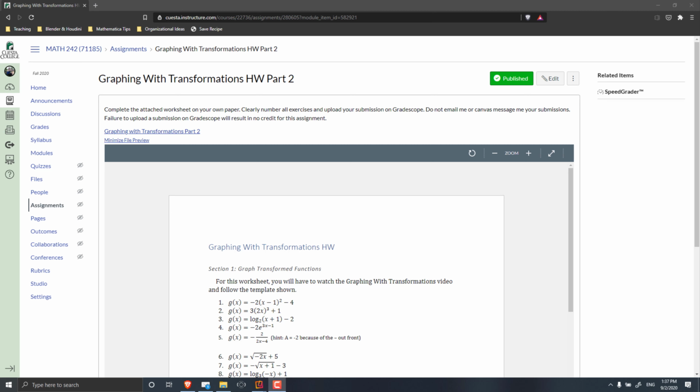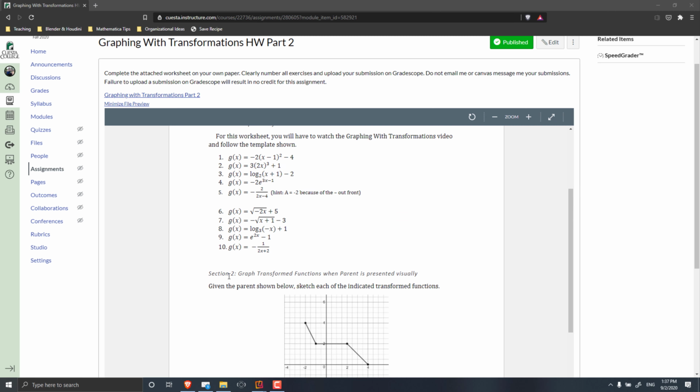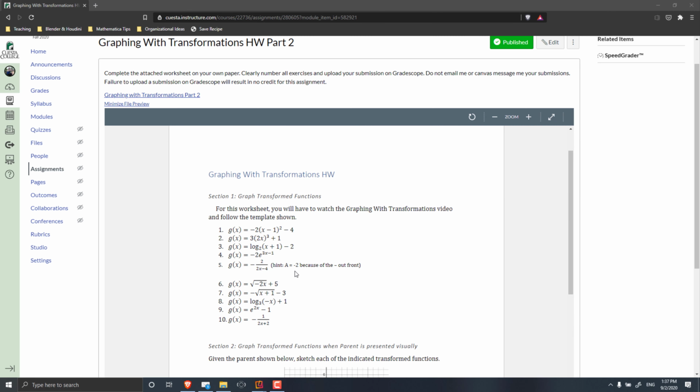So I've seen some people turning this in, the few that have turned it in, not showing any steps. That's problematic because the whole point is we're looking at the steps of the transformation. So let's do one section of each. For number one, for section one, the directions say for this worksheet, you will have to watch the graphing of transformations video and follow the template shown.